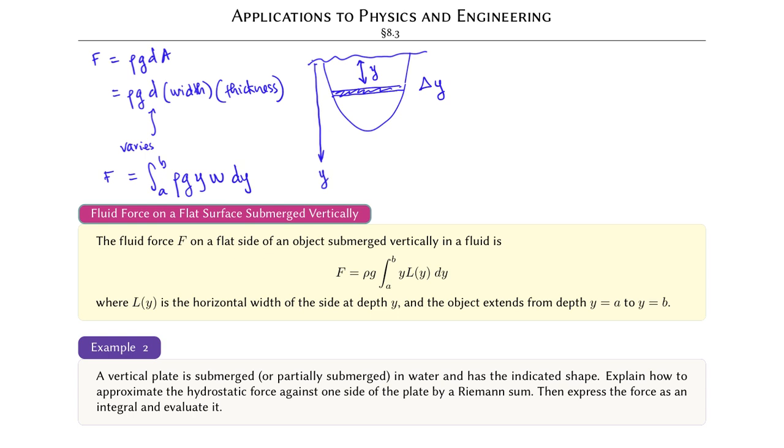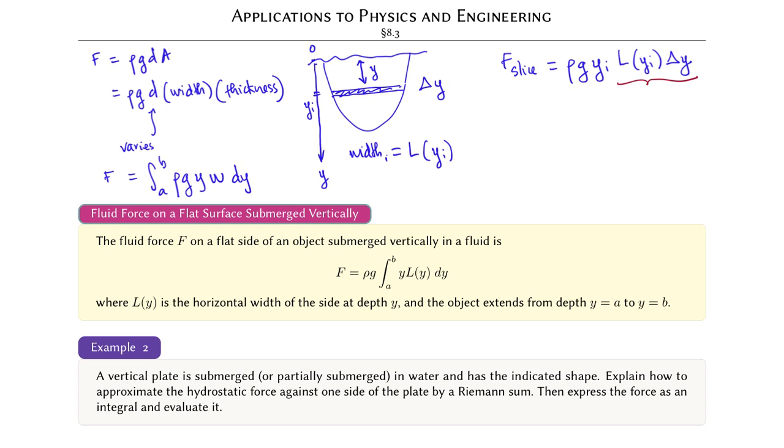If we were to position y equals 0 at the water level, the depth of the slice below the water level is yi. The width is therefore a function of y. We call this L. The force on the slice is rho g D A, where D is the depth yi and A is the area of the slice, the width L of yi times the thickness delta y.